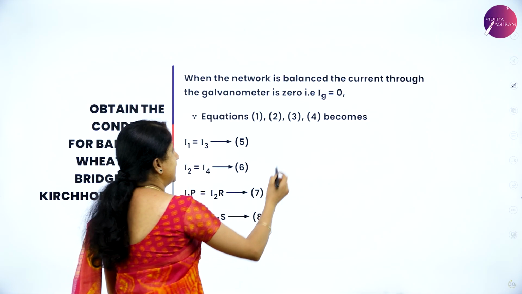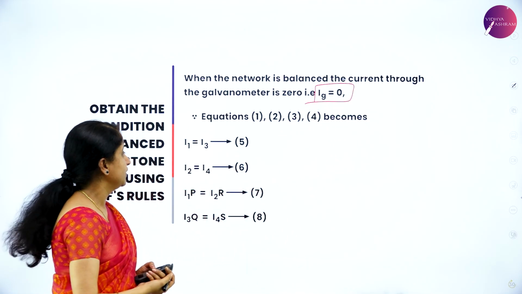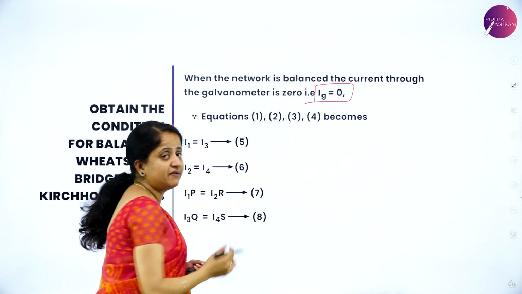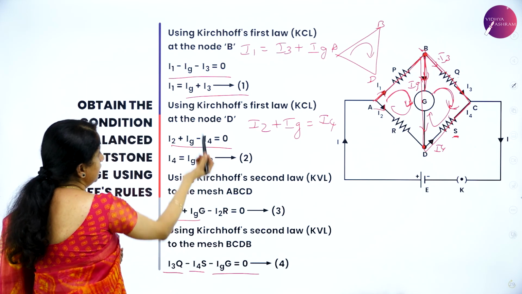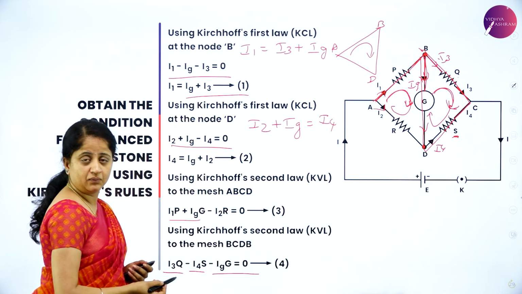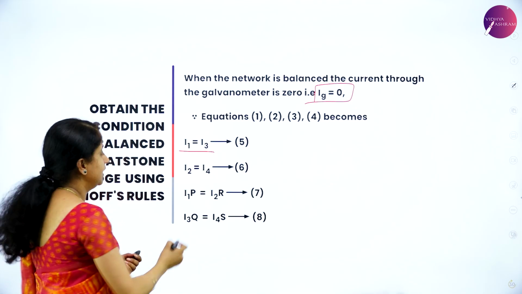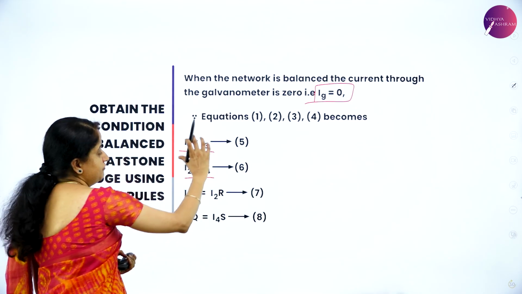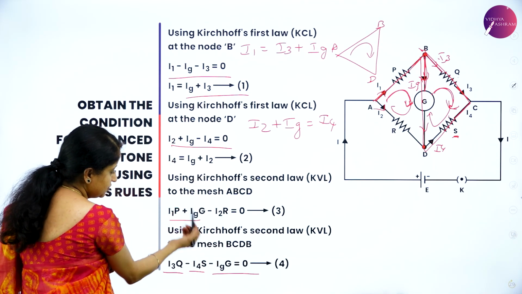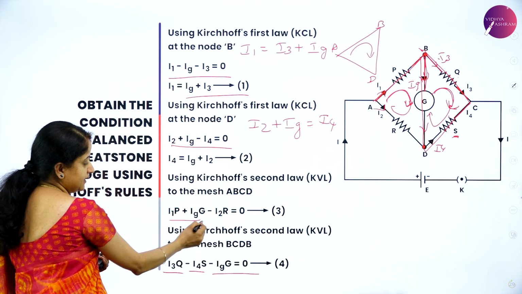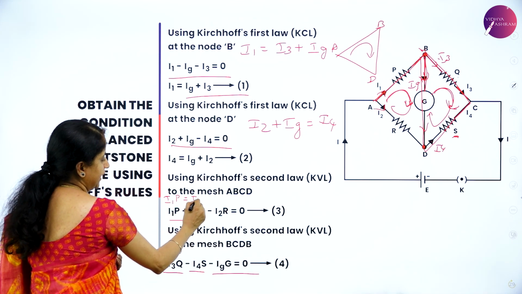So when can we say the network is balanced? When the current through the galvanometer is 0. That means when IG is equal to 0. So substituting IG value 0 in the equations 1, 2, 3 and 4, we get this whole term is equal to 0. And simplifying this, we get I1 is equal to I3, I2 is equal to I4, from the first 2 equations. And applying IG value 0 in the next 2 equations, we get this entire term becomes 0 and we get I1P is equal to I2R.